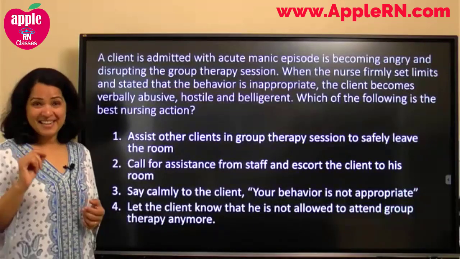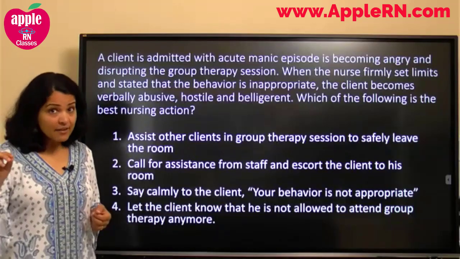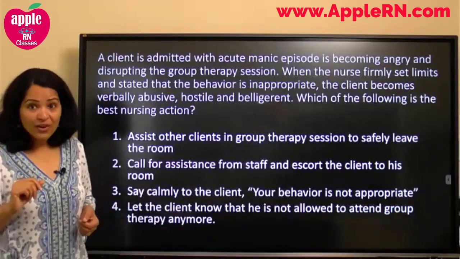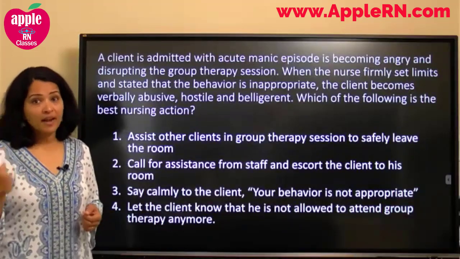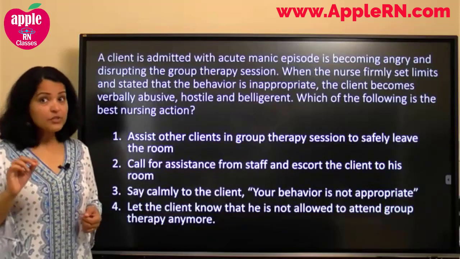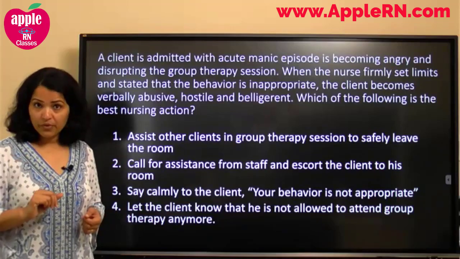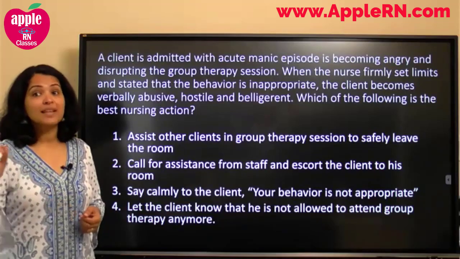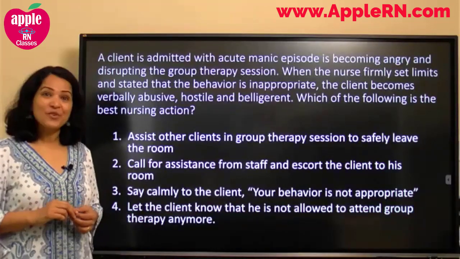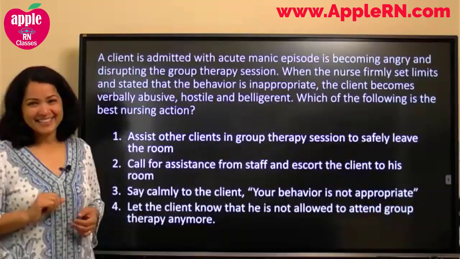Good. Number one, assist other clients in the group therapy session to safely leave the room. Number two, call for assistance from staff and escort the client to his room. Number three, say calmly to the client, your behavior is not appropriate. Number four, let the client know that he is not allowed to attend group therapy anymore. Four options. What is the best nursing action?